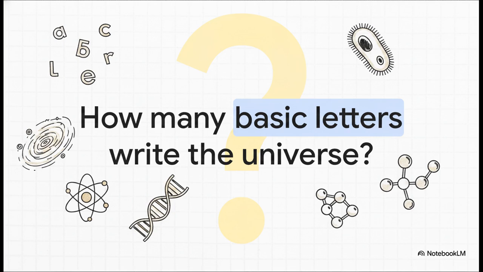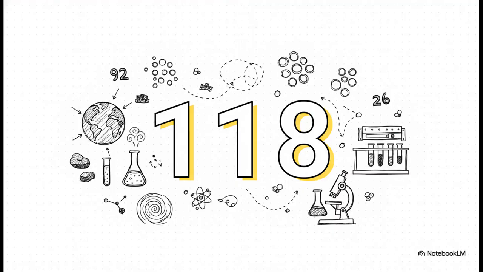I mean, if the English language needs 26 letters to write millions of words, how many basic building blocks are required to construct everything from a microscopic cell to a massive, swirling galaxy? Well, the answer is 118. Just 118 elements. That is our entire cosmic alphabet. Scientists have found that 92 of these are found naturally right here on Earth, in our rocks, soil, water, and air. And the other 26? Well, those are made by scientists in laboratories. Literally everything in existence is just a different combination of these 118 elemental letters. It's kind of wild to think about.